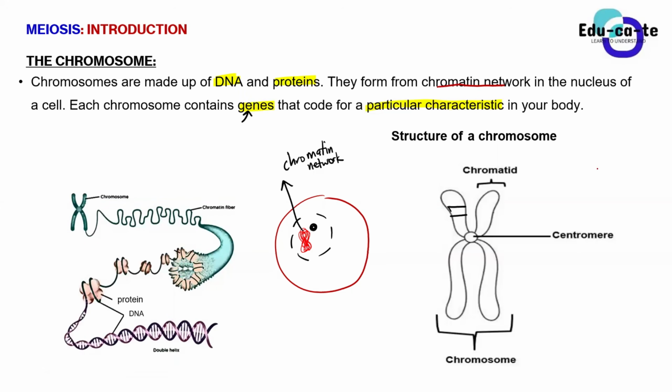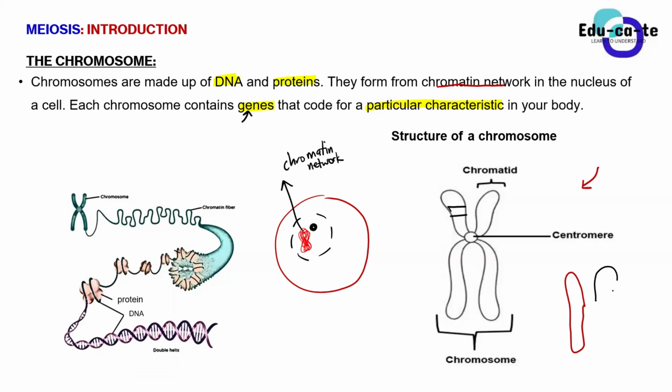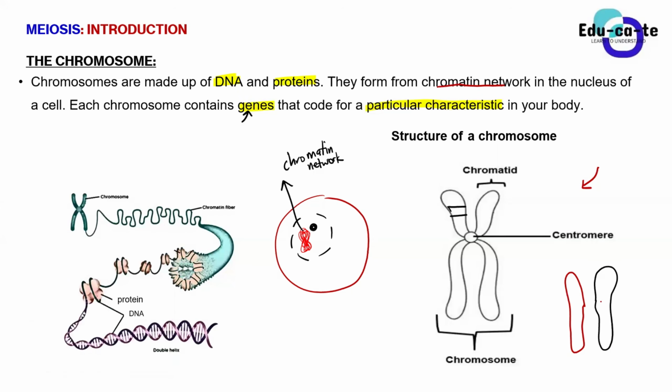Alright, so this is the structure of a chromosome. This is how it looks. A chromosome is made up of two sister chromatids. When we draw it, we have one chromatid that looks something like this, and then another chromatid that I will draw in black, that looks something like this. In between these two chromatids, they are joined by a centromere. The structure that connects these two chromatids in a chromosome is known as the centromere. So this is a chromatid, and this is a chromatid.